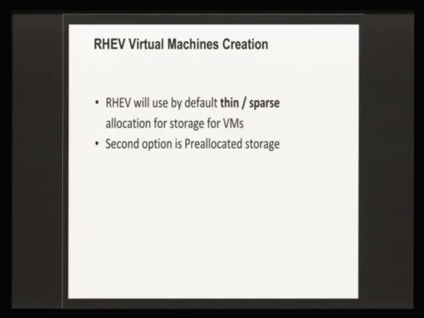When creating virtual machines, if you don't say it specifically, RHEV is going to create them on a sparse disk. That saves storage space. That means if you create virtual machines of the size 30 gigabytes on a sparse disk, in reality, on the backend storage, you don't occupy that size completely, because it is occupied over time. The second option is to use pre-allocated storage for the virtual machines.